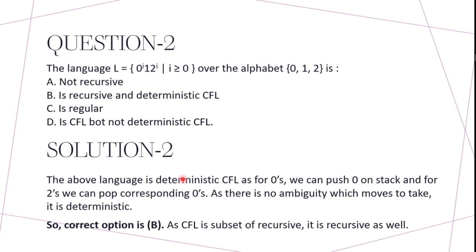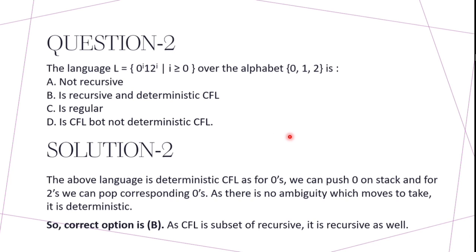Now question 2. In question 2, the language L equals 0 raised to power i, 1 raised to power i, 2 raised to power i, where i is greater than or equal to 0, over the alphabet 0, 1, 2. We have to tell whether it is not recursive, is recursive, deterministic CFL, and other options. So the above language is deterministic CFL.